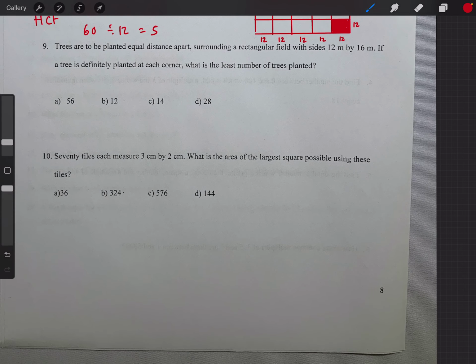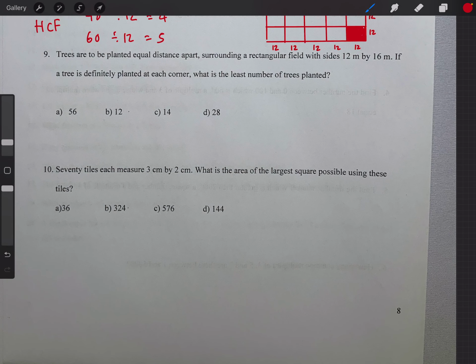Question 9. Trees are to be planted equal distance surrounding a rectangular field. Now, it says surrounding a rectangular field, with sides of 12 and 16. If a tree is definitely planted at each corner, so each corner got a tree, what is the least number of trees planted?